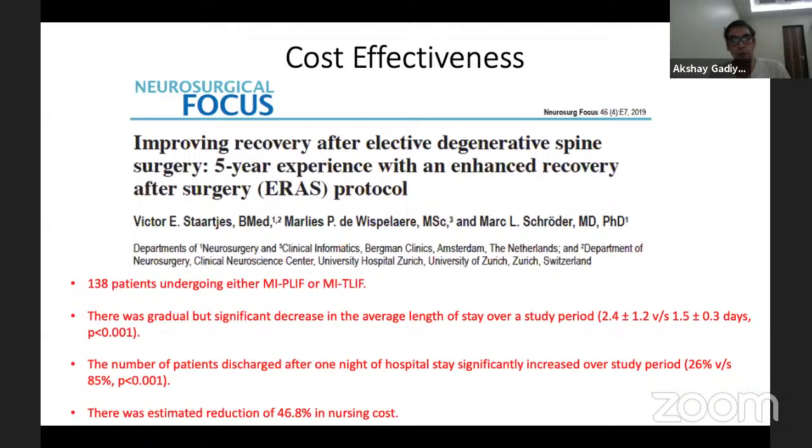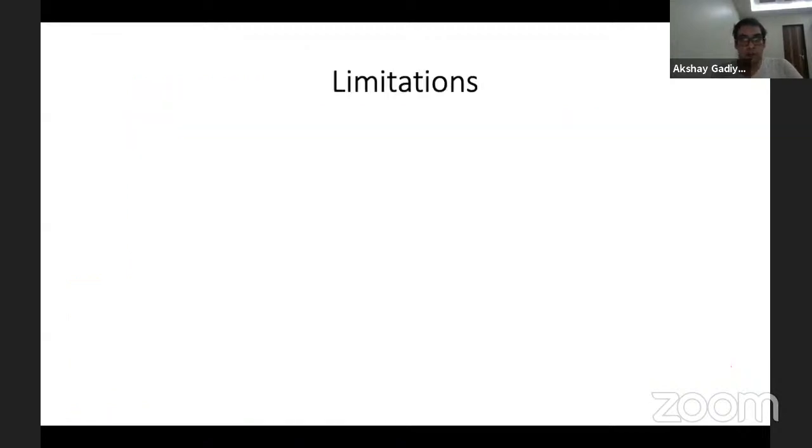And at the end of 5 years, they were able to show that length of stay reduced, and the number of patients discharged after 1 night of stay also significantly increased from 26% to 85%. And overall, there was almost 50% reduction in the nursing cost of the patients. However, there were some limitations of the study.